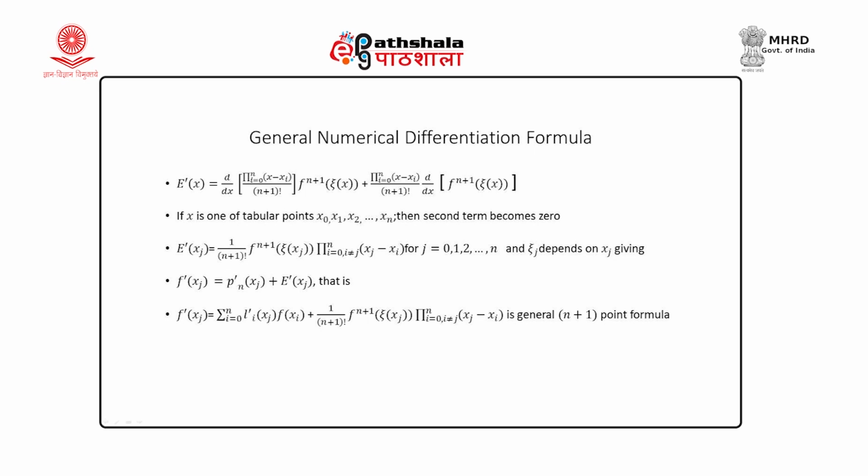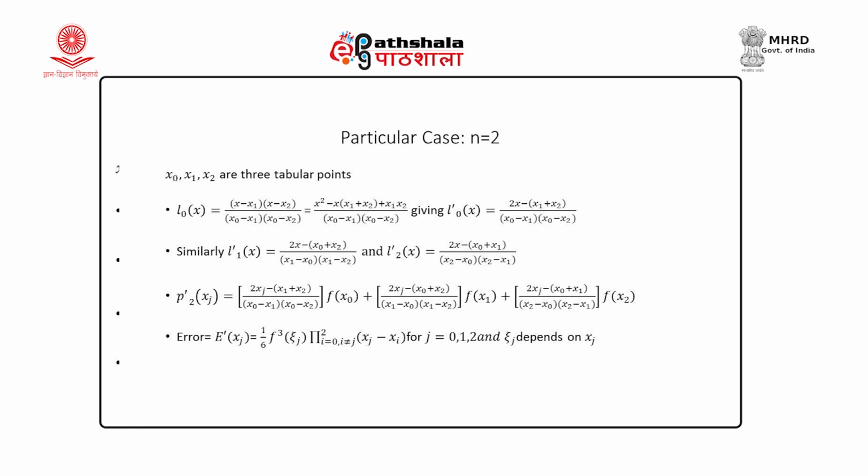So, now let us derive the particular case of this derivative, that is n equal to 2. So, we use this formula now for n equal to 2. So, first, let us derive the polynomial p 2 dash. P 2 dash is sigma L i dash x f x i. So, let us write L 0, L 1 and L 2 and differentiate. So, L 0 x is, numerator is x minus x 1 into x minus x 2, as I explained to you, and denominator is put x equal to x 0 in this numerator. So, x 0 minus x 1 into x 0 minus x 2, and we will differentiate it.